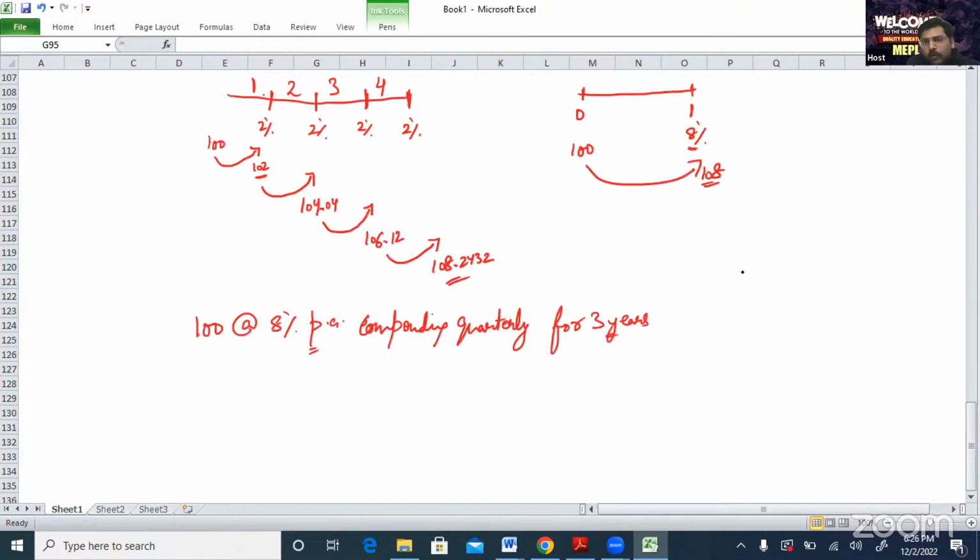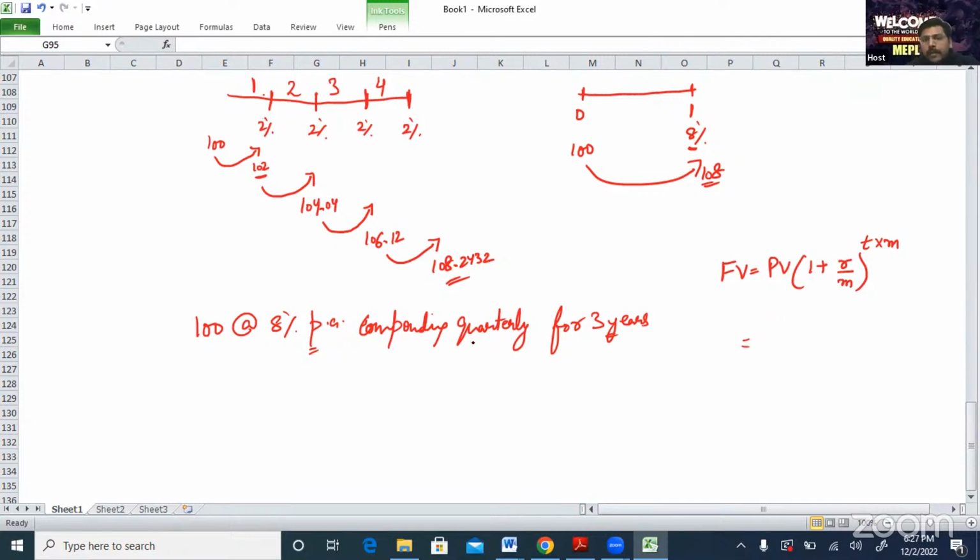So my formula will be: future value equals present value into 1 plus R divided by M, raised to T into M. M means the number of compoundings in the period. Here R is 8%, and there are 4 compoundings in a year, so 8% divided by 4 becomes 2%. That will give me my future value.